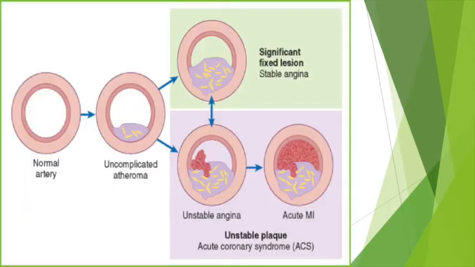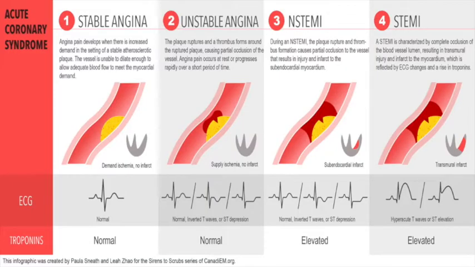ACS is defined as unstable angina or acute myocardial infarction, heart attack. Angina refers to the pain that results from myocardial ischemia. Myocardial ischemia is a condition where the heart muscle does not receive an adequate supply of blood to meet its needs. Myocardial infarction, on the other hand, is a condition where the heart muscle does not receive any supply of blood and consequently dies. Myocardial infarctions can be divided into non-STEMI and STEMI.